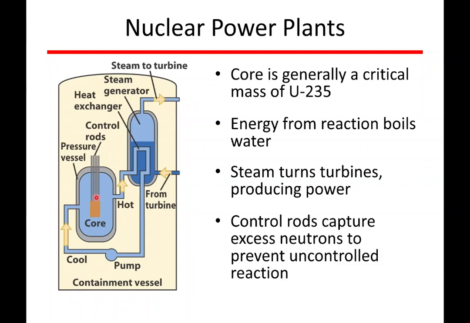Now, the core is also attached to some control rods that can be put in to capture any excess neutrons so that you're able to sustain a critical mass with a controlled reaction. So if the reaction does start to go out of control, you can move the control rods in so that you can capture the excess neutrons and just slow the reaction down before you end up having a really bad situation, like let's say a nuclear meltdown.